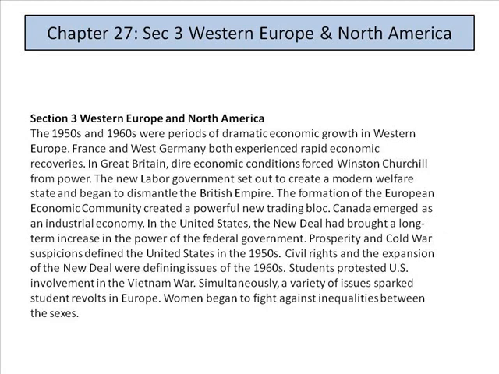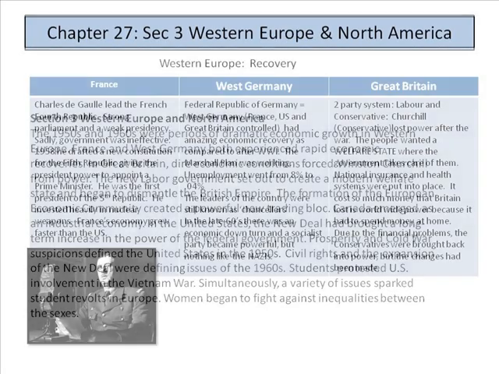The formation of the European Economic Community created a powerful new trading bloc. Canada emerged as an industrial economy, and in the United States the New Deal had brought a long-term increase in the power of the federal government, and prosperity in the Cold War. Suspicions defined the United States in the 1950s. Civil rights and the expansion of the New Deal were defining issues in the 1960s. Students protested, blah, blah, blah. Yes, students protested. Women did get more rights. Well, they asked for more rights.